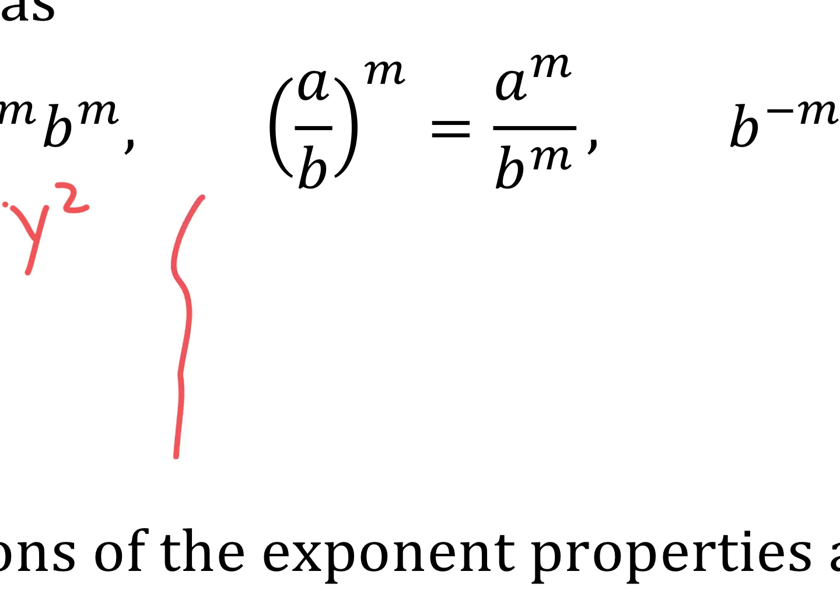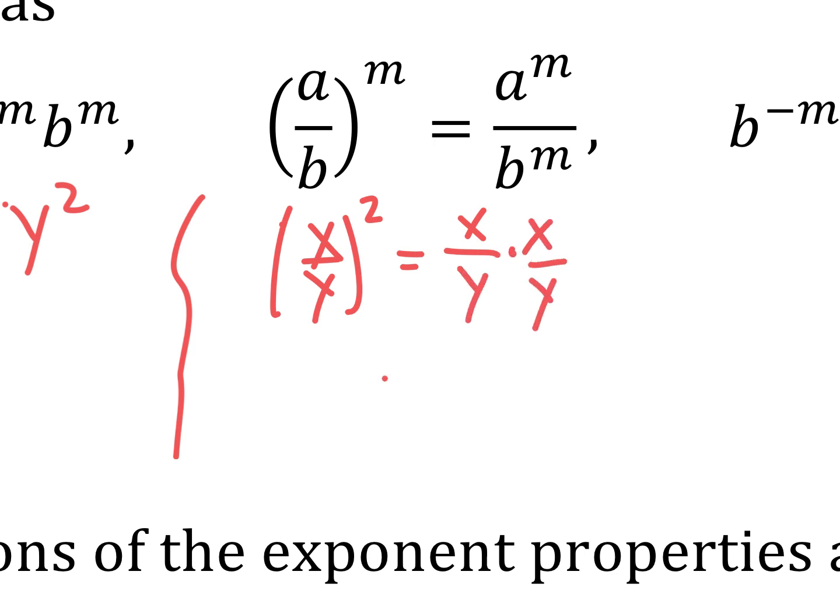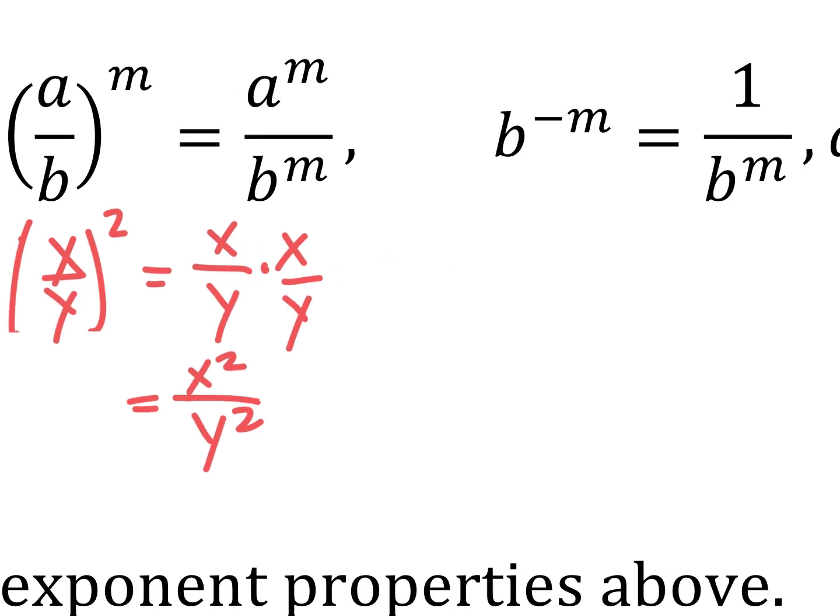All right. Well, what about a over b to the m power? We've got a fraction to a power, so that's like x over y to the 2nd power. Well, that's like x over y times x over y, which is just x squared over y squared, because we multiply straight across. So we see that the power gets applied to both, just a to the m over b to the m.